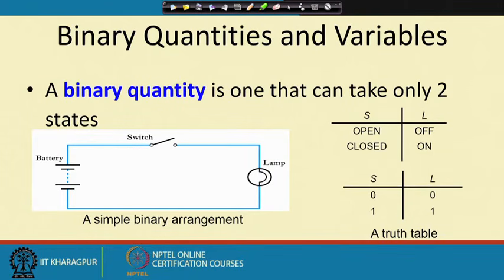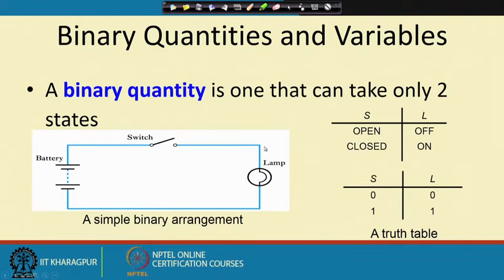You can think of it as a battery, a switch and a lamp. When the switch is closed, only then will the lamp glow. The switch has two positions, the open position, and the closed position when this bar connects to this point. When it is open, the lamp does not get current flow, so the lamp is off, and when it is closed, the lamp is on. So the switch can be considered as a variable that has two states, open and closed, and accordingly the lamp has two states, off and on.